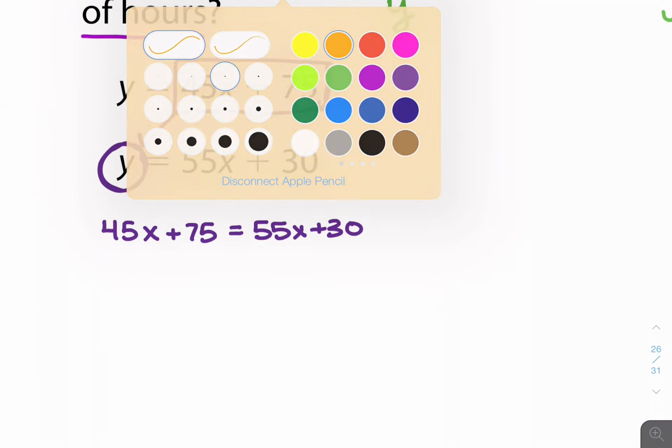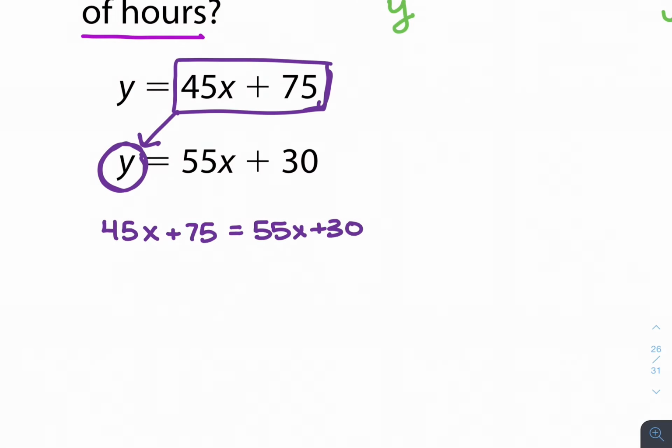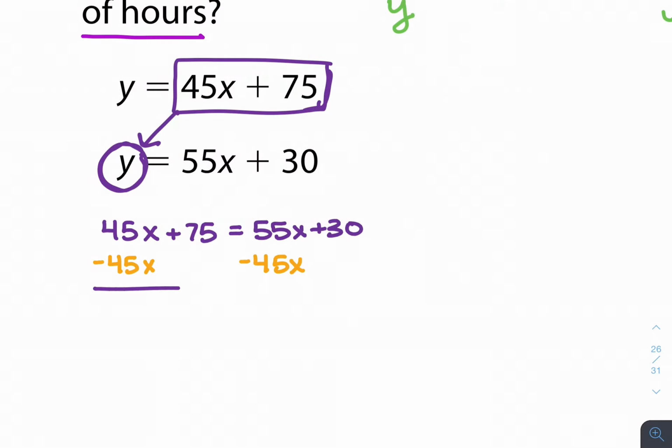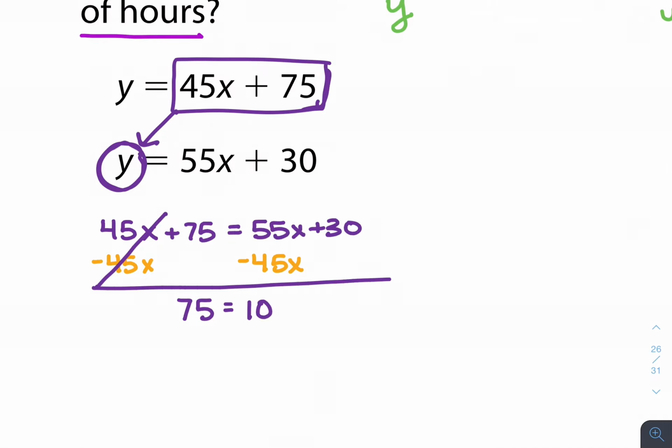All right, so now I'm just going to solve for x using inverse operations. I'm going to subtract 45x from both sides. 45x minus 45x, that cancels out. I'm going to bring down my 75. I did not use it. 55x minus 45x is 10x. And I'm going to bring down my plus 30 since I did not use it.